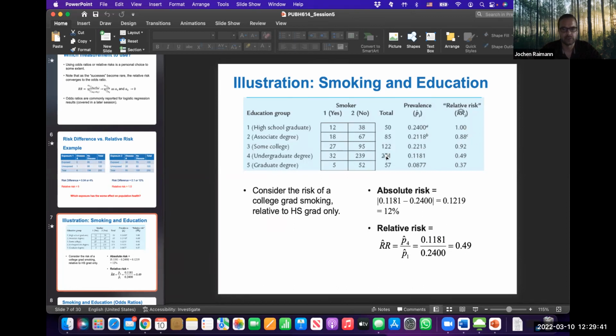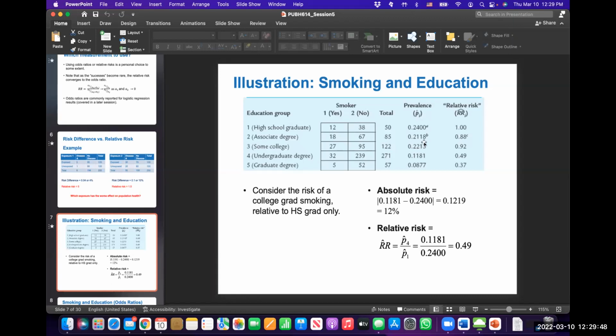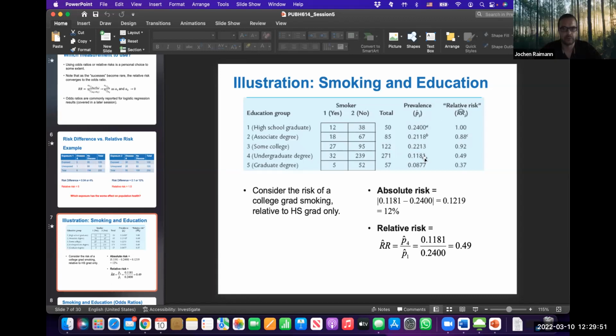So it's more likely to be a smoker when you are in the high school group. So with an undergraduate degree, you're actually less likely to smoke. So this is where this risk ratio smaller than 1 becomes a quote unquote protective effect to the outcome in question. So the idea here is really that when you advance in your education, you're kind of less likely to smoke because you're more likely to be educated about the adverse side effects of smoking.